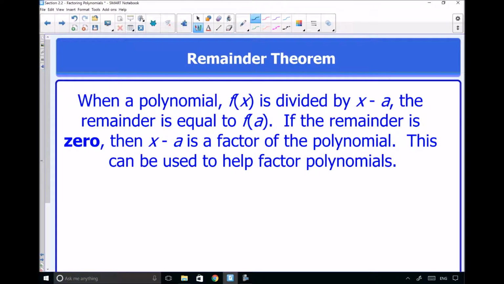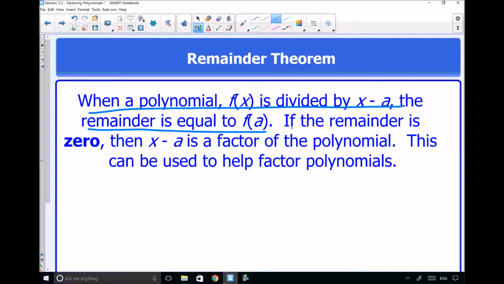All right, so if you remember in our last video, we talked about the remainder theorem, and the remainder theorem says that when a polynomial f of x is divided by x minus a, the remainder is equal to f of a, okay? If the remainder is 0, then x minus a is a factor of the polynomial. So what we have right here is the remainder theorem, okay?